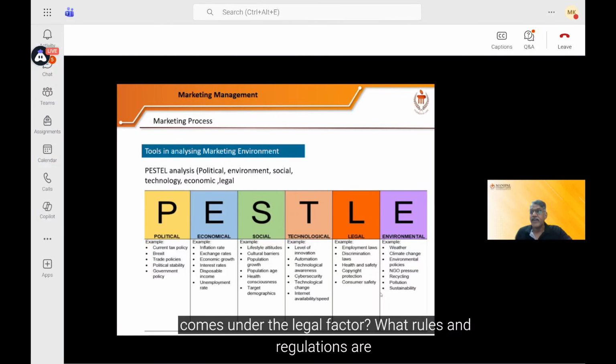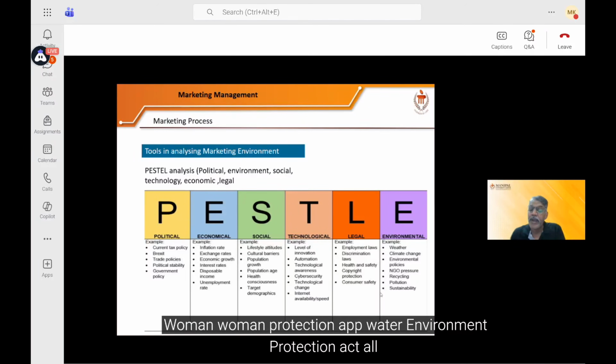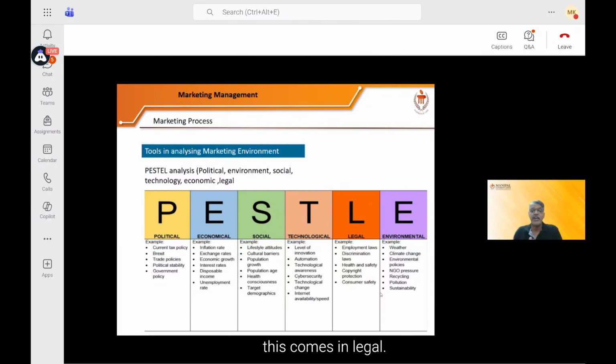What rules and regulations are framed? For example, child labor is not allowed in India. Selling cigarettes or tobacco to a person who is below 18 is a legal factor. Okay, Women Protection Act, Water Environment Protection Act, all this comes in legal.